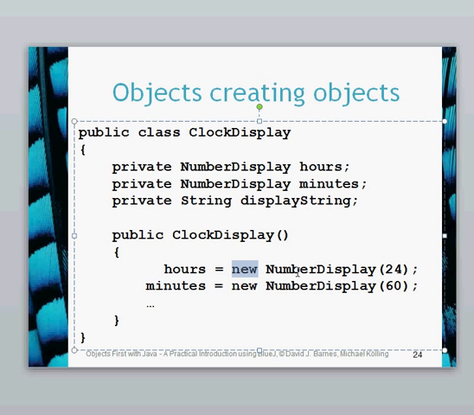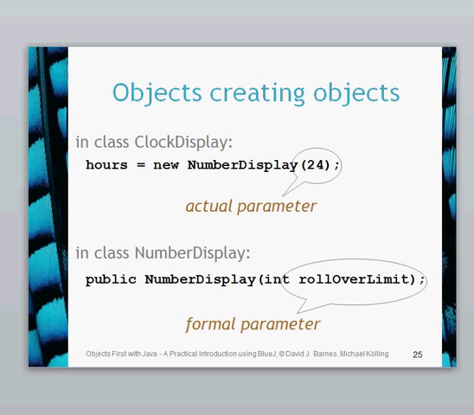The next line is exactly the same. The only difference is we're creating the minutes object as opposed to the hours object. So again, we need to use the new keyword, and then we use the number display class name, open parentheses, and then the parameter which is required, close parentheses, and then the semicolon. So that's what we're doing there. That's how we're creating our objects. Again, we can create those objects in BlueJ by right-clicking on the class, but now we're creating it in the code. So here's the breakdown of that.